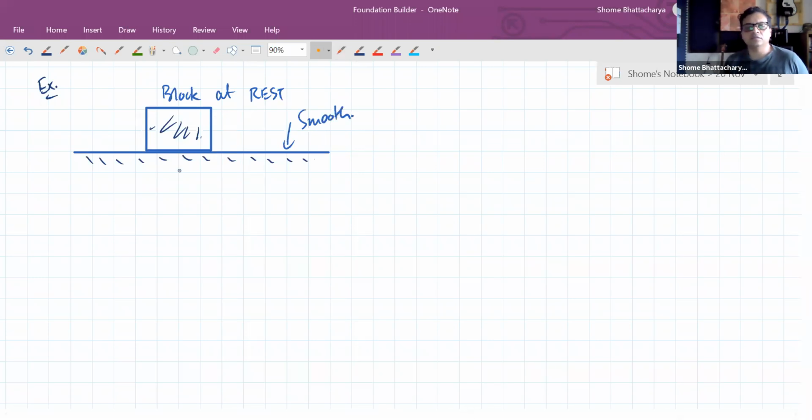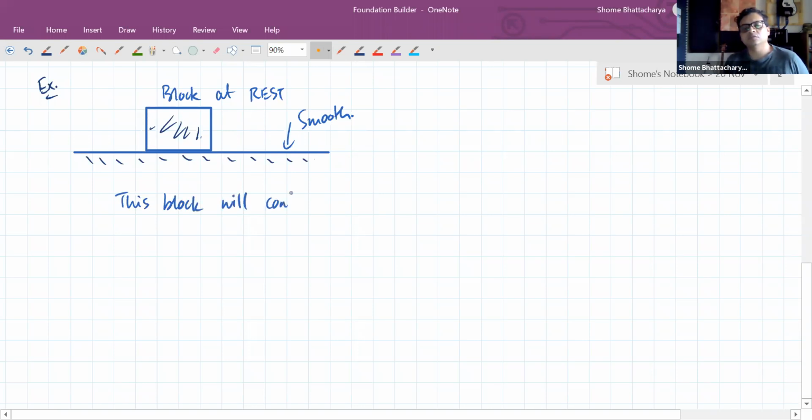So we know that this block will continue to be at rest. That can happen forever, unless an external force acts on it. If you don't apply any external force on it, it will not change its state of rest. It will remain forever in the state of rest.